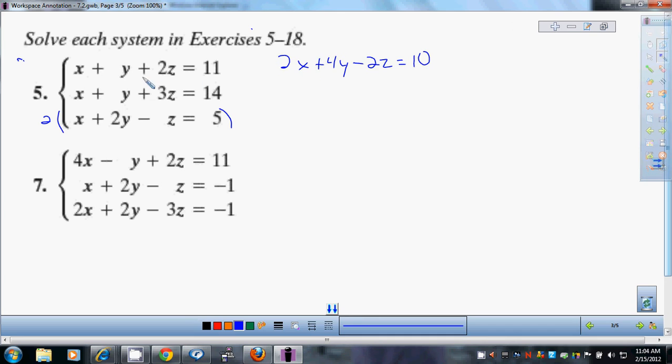Now we're going to add that to the top row. 2x plus 1x is 3x. 4y plus y is 5y. The z's cancel, which is what we wanted. 10 plus 11 is 21.